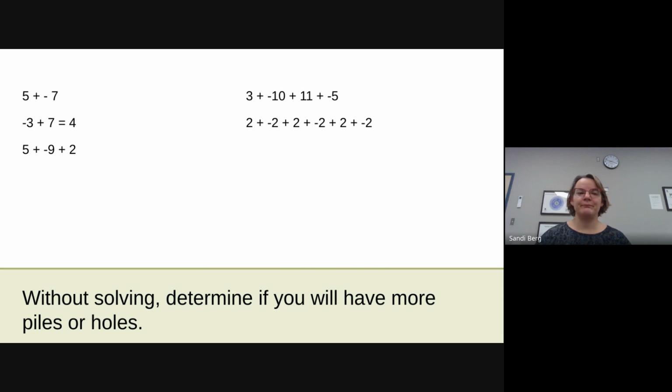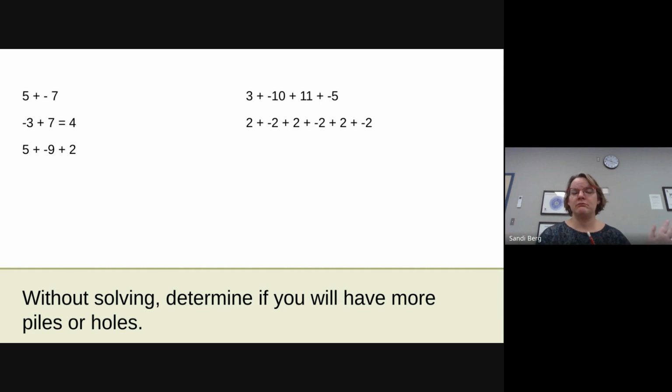Here's your next one. So when I look at that, I could do what I did with the previous one and go 2 piles plus 2 piles plus 2 piles and 6 holes plus 6 holes plus 6 holes. But as I'm going through this, I'm going to use my sense making. Oh, got 2 piles and 2 holes.